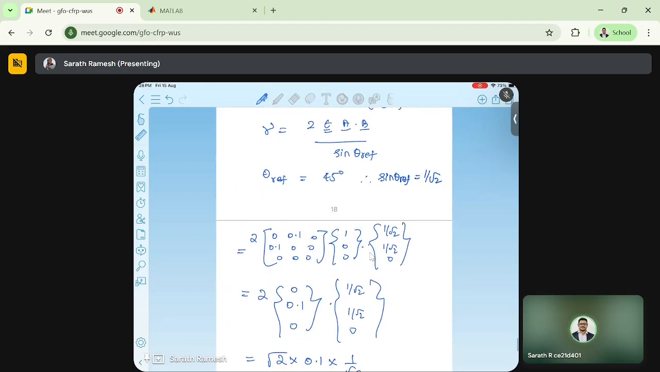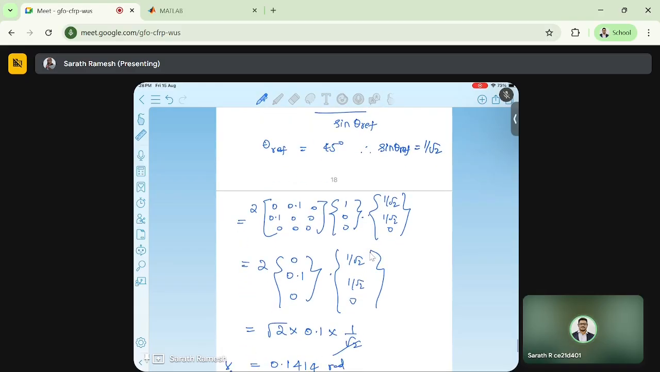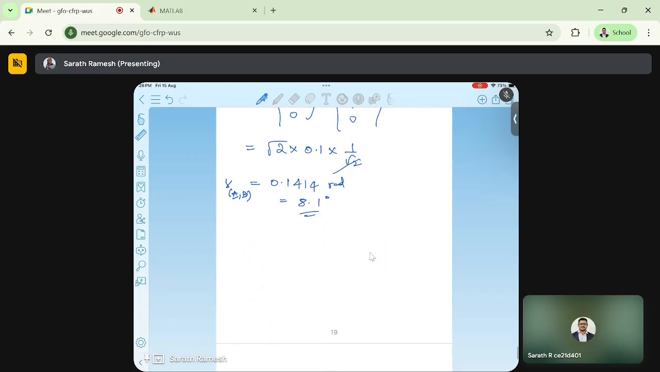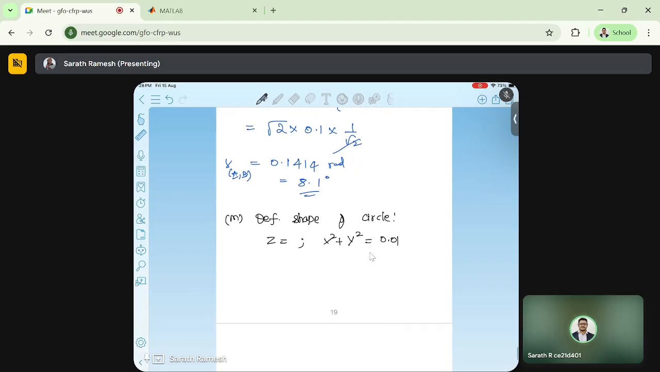Fine. And next question, deformed shape of the circle. Part subdivision L, M: deformed shape of a circle given by z equal to 0 and x square plus y square equal to 0.01. Okay, this is given, a circle in the reference configuration. What will be its shape in the current configuration? That's the question they are asking.